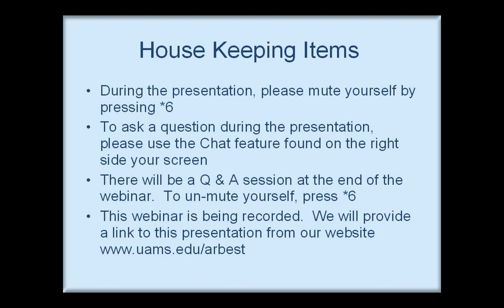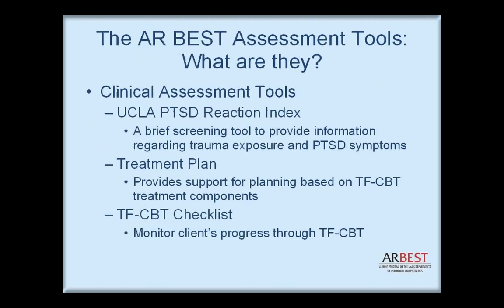Okay, so we're going to go over a couple of different clinical tools that are available to clinicians. The first, which we're going to talk about, is the UCLA PTSD Reaction Index. And this is just a brief screening tool that provides information regarding the trauma exposure and PTSD symptoms. We'll then talk about our treatment plan that we've created and how that can support planning based on PTSD treatment components. And then the newest feature to our website is we added the TF-CBT Checklist. And this is just a way to monitor your client's progress through the TF-CBT model.